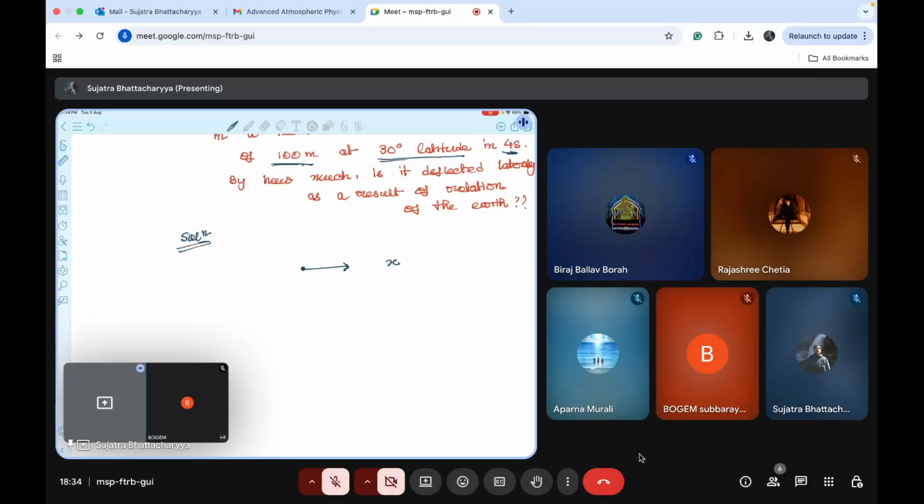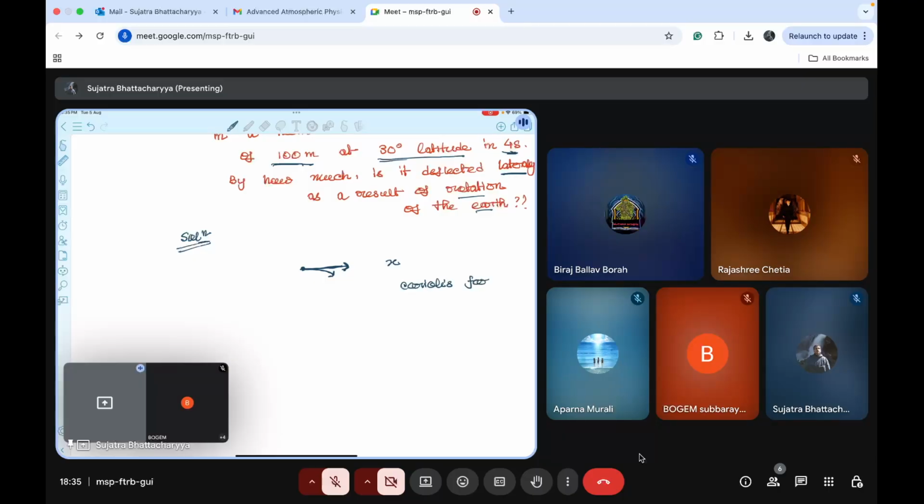So why should it move laterally? The question is, by how much is it deflected laterally as a result of the rotation of the earth. They are saying that because of the rotation of the earth, if you throw a ball in the x direction, it will not travel in the x direction, but it will deviate. So what is the force acting on the ball, deviating it from the x direction? If you remember, that will be the Coriolis force.